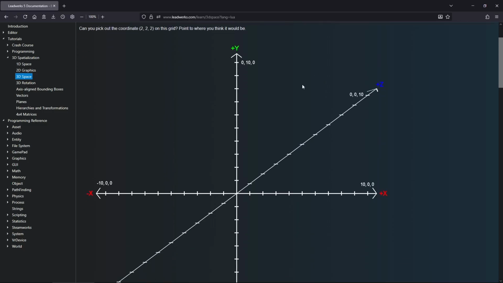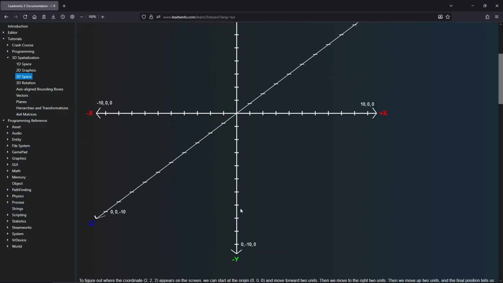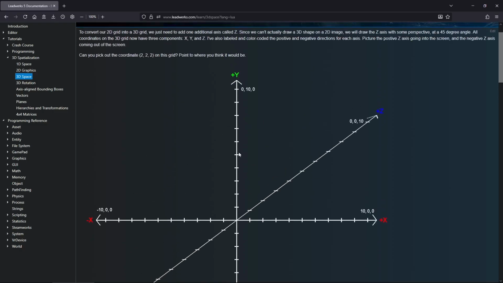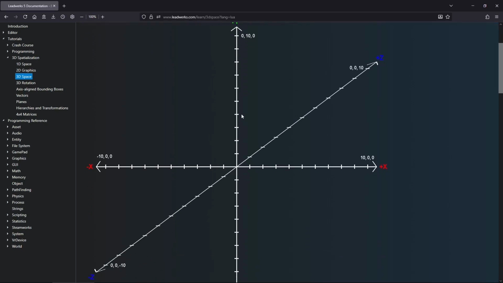So previously we had a 2D grid. We had the x-axis going this way, positive to the right, negative to the left. We had the y-axis, positive up and negative down, unless you're talking about screen coordinates, and then it's going to be flipped upside down. And now we're going to add another axis. We're going to call this the z-axis.